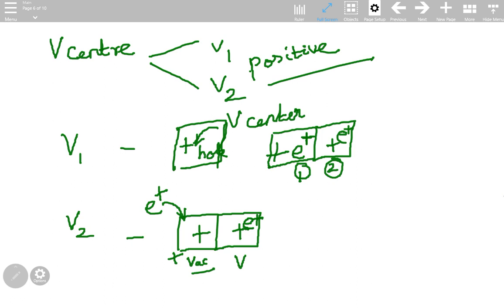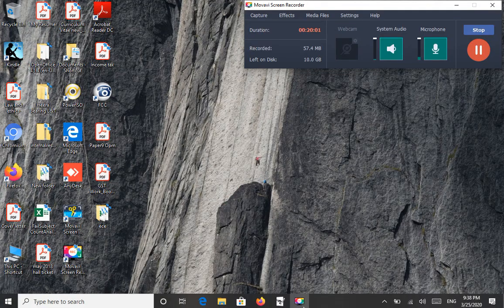So I hope you understood this color center, which is responsible for the production of brilliant colors in crystals, balloons, everything.